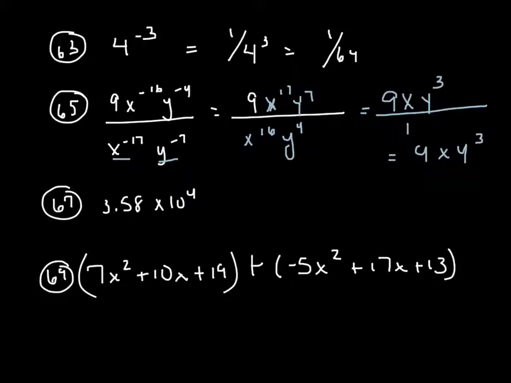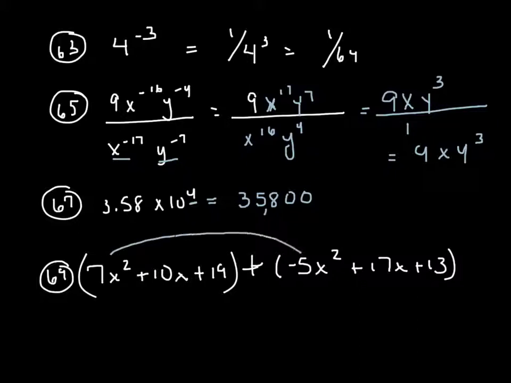In number 67, we were supposed to go from scientific notation to decimal. Remember that when my exponent is 4 and it's positive, I move my decimal place 4 places to the right. So this would be 3, 5, 8. And then I'll need to add 2 zeros on. So that's 35,800. When you're adding polynomials, you want to just combine like terms.